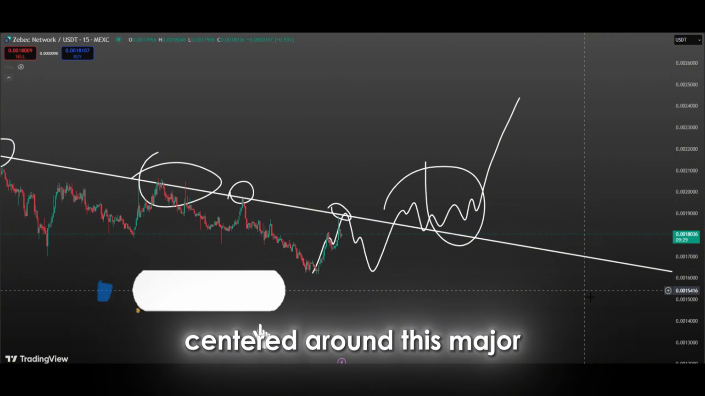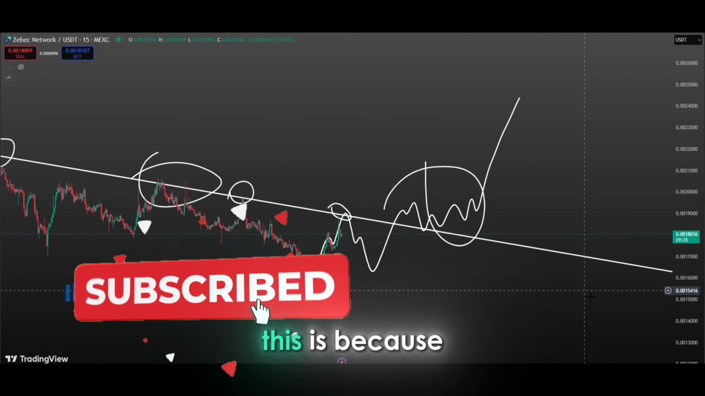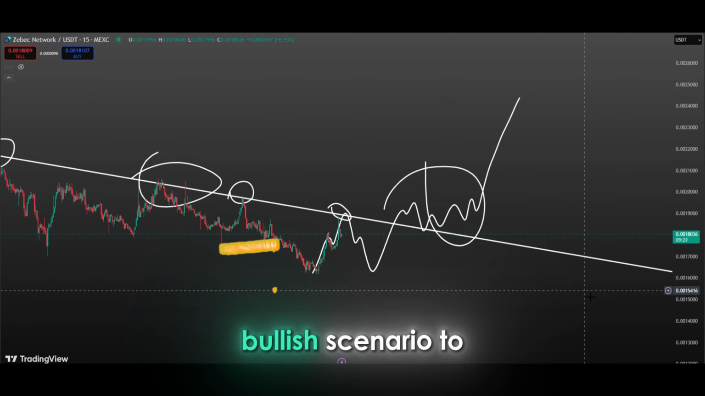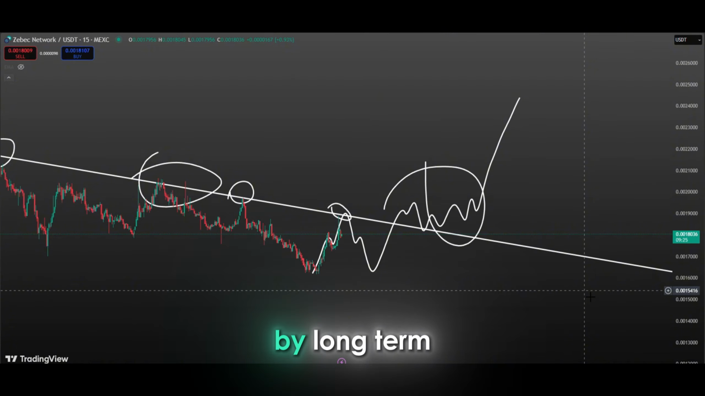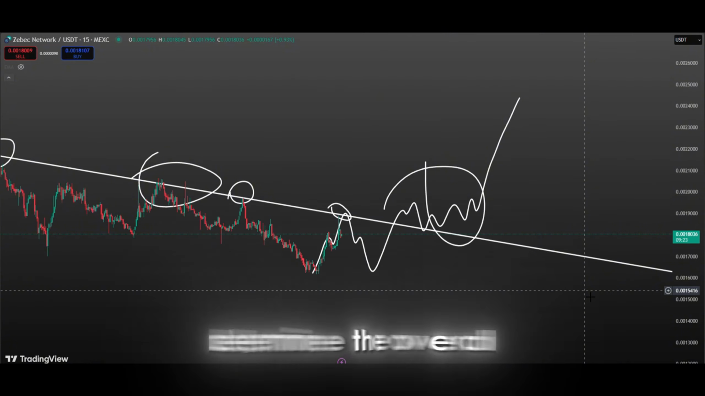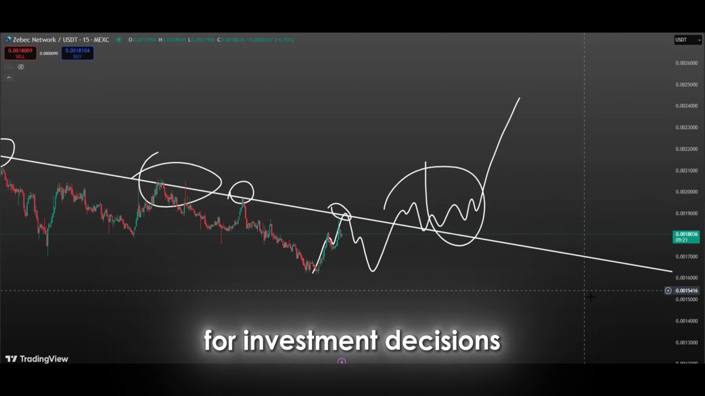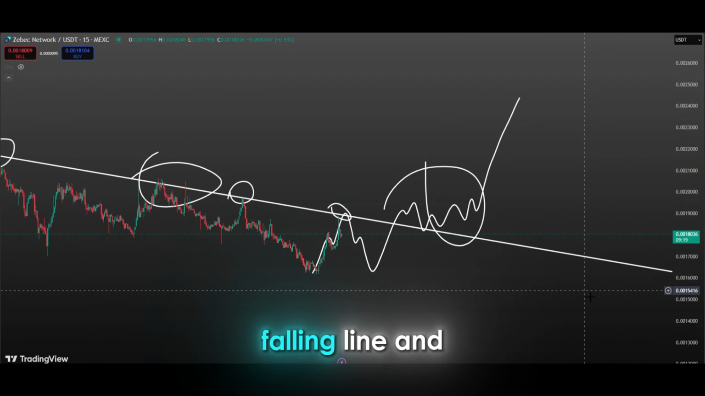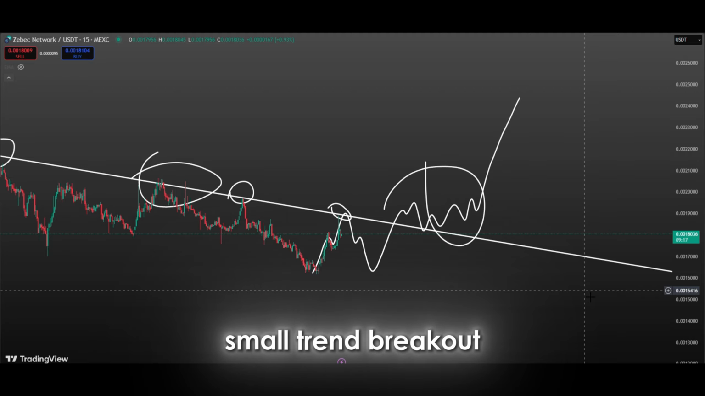Eyes are now centered around this major falling trend line. This is because a break of this level will open up the potential for a much broader bullish scenario to play out. Major falling trend lines are often closely watched by long-term investors and large funds as well. This is because such lines determine the overall direction of the market and are used as a reference for investment decisions. Now, the price is getting closer and closer to this major falling line and has shown its upside potential with the previous small trend breakout.